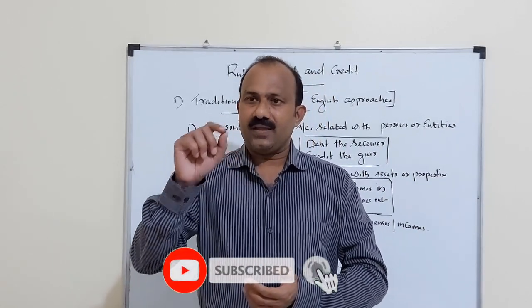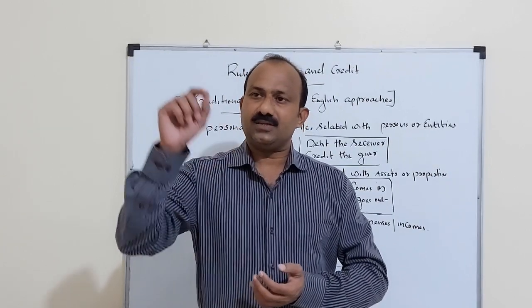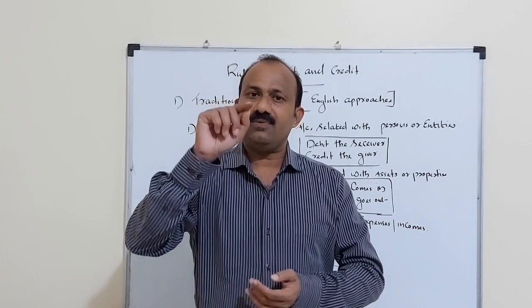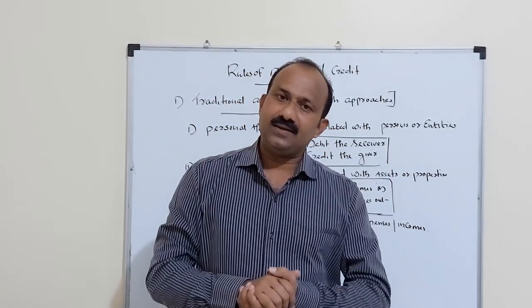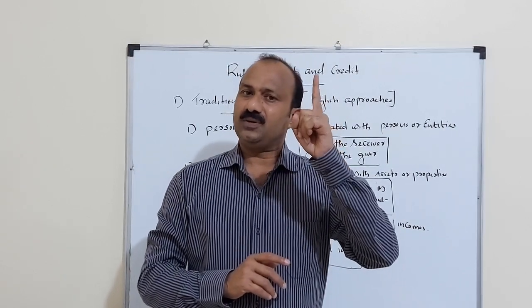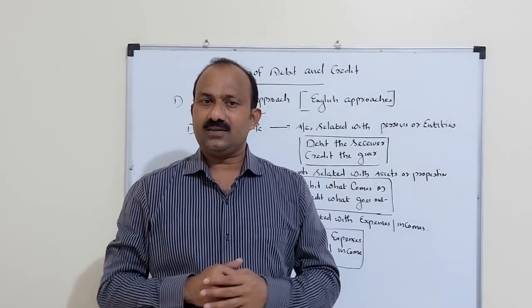Example, paid 1,000 to A. So who is receiving the money? A. So A is the receiver, so A will be debited. Debit the receiver and credit the giver. Personal account is related to persons. Here, a little more clarification is required.